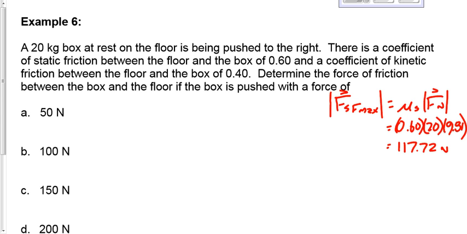This is not the answer to any of these questions. This is not the force of friction that acts at all in any of these. This is the maximum possible force. Got it?